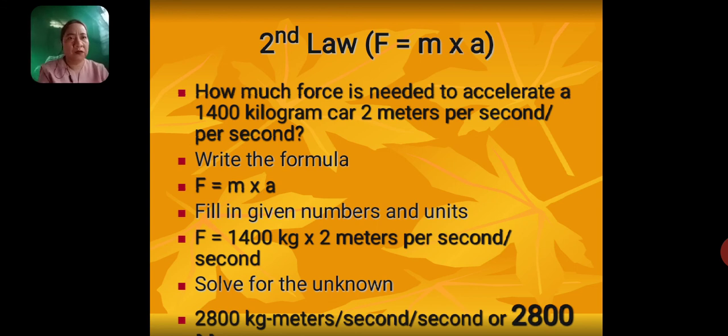As you observe in our problem, there are two numbers written there: 1,400 kilograms and 2 meters per second squared. The 1,400 kilograms is the mass, while the 2 meters per second squared is the acceleration. Then solve for the unknown. You already have your given, which is the mass and the acceleration. Now, what is missing? Very good. That is force.